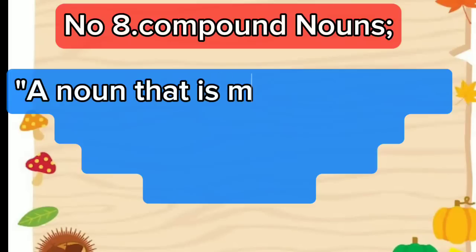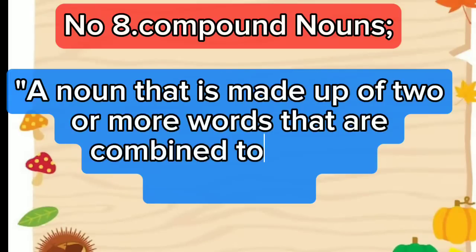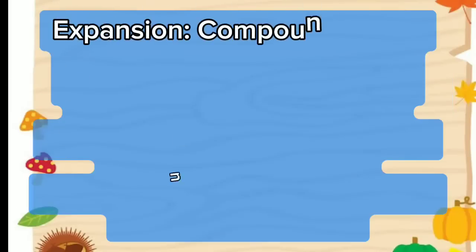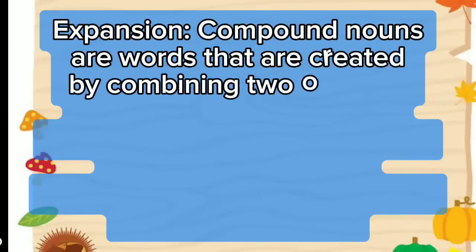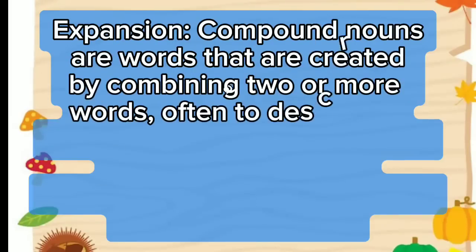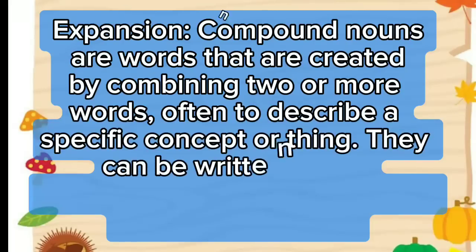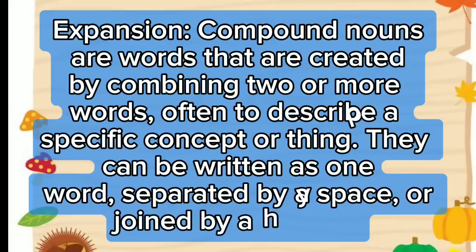Number 8. Compound nouns. Definition: a noun that is made of more words that are combined to form a new word. Expansion: compound nouns are words that are created by combining two or more words, often to describe a specific concept or thing. They can be written as one word, separated by a space, or joined by a hyphen.